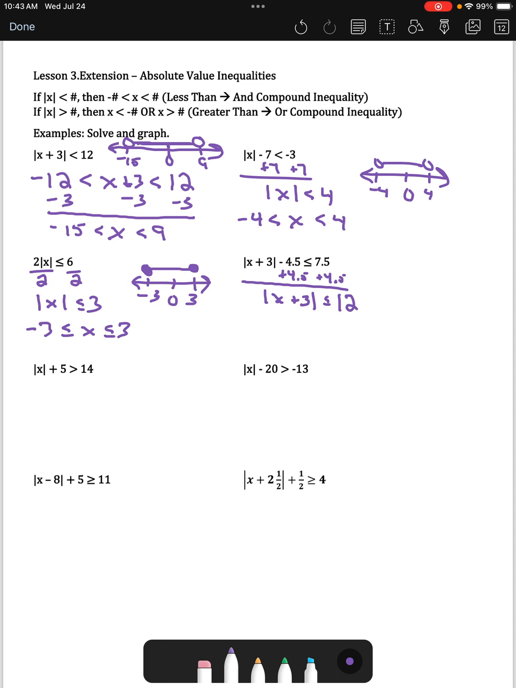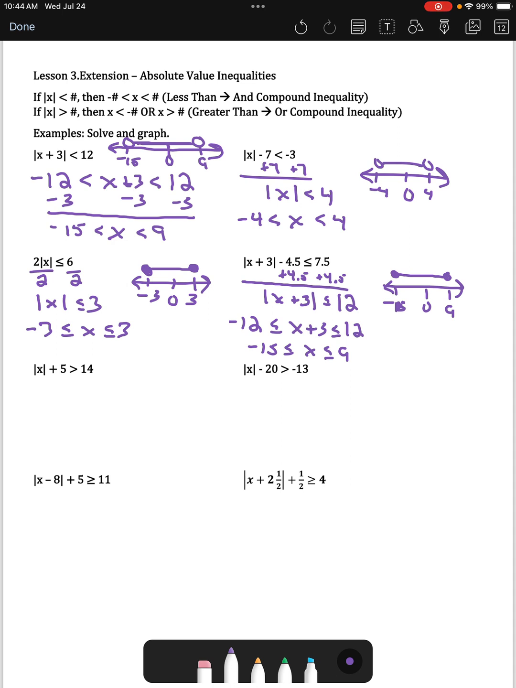And hey, we've seen this before. It's number 1, basically. The only difference now is that it's less than or equal to instead of less than. So now we'll get -15 is less than or equal to x is less than or equal to 9. Same graph as number 1, or the first example, just with filled in circles.